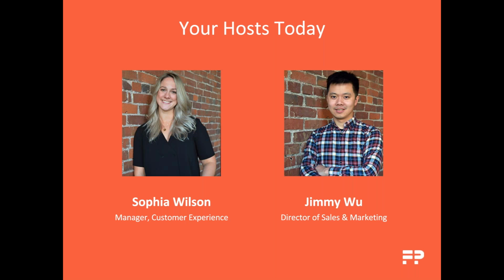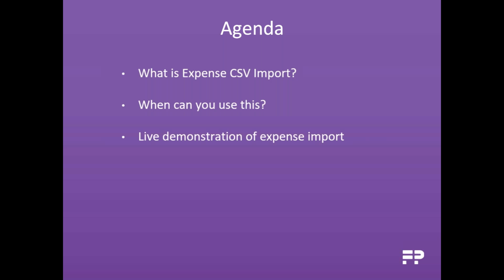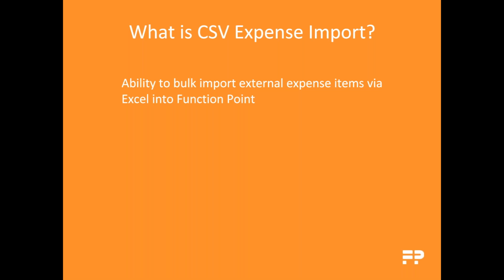Okay, so for today's webinar, what we're going to go through is the expense CSV import, what it is, and when you can use this. Then we'll have a live demonstration of how to actually use this feature inside Function Point, and then also a few things you can watch for and recommendations from myself. When I was the project manager doing a lot of these data imports, I'll share what I typically went through and some of the hard lessons I learned myself as well. Okay. So without further ado, let's get started.